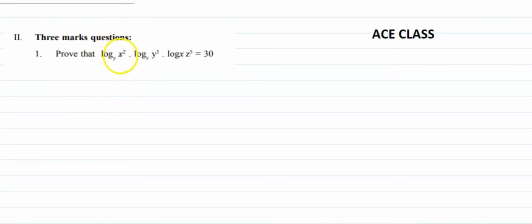Prove that log x squared to the base y multiplied by log of y cubed to the base z multiplied by log z to the power of 5, this is actually base x, is equal to 30. Now in order to prove this, we have multiplication of logarithms. It is not addition of logarithms, it is multiplication of logarithms. Make sure you read the question clearly.